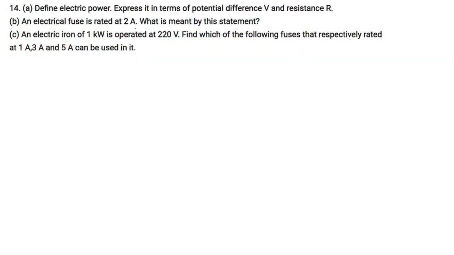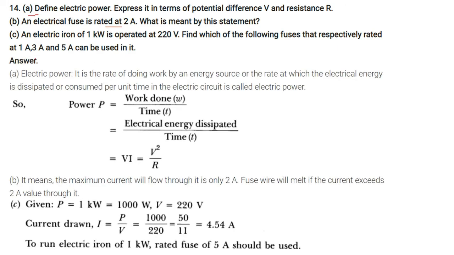Define electric power. Express this in terms of potential difference V and resistance R. An electrical fuse is rated, but first we'll see this one, then we'll go to the next one. So electric power, what is this? It is energy by time, work done by time. It is the rate of doing work by an energy source, or the rate at which electric energy is dissipated or consumed per unit time in the electric circuit, which is called electric power. So power P is work done by time, which is electrical energy dissipated by time, which is VI. Or you can put I equal to V by R, so it becomes V square by R.